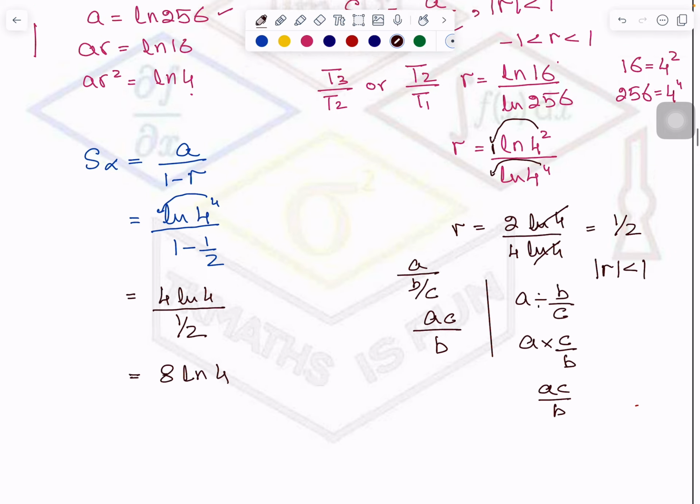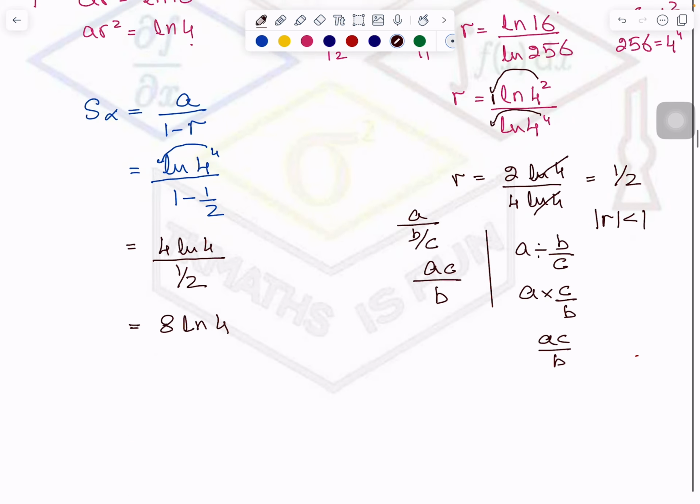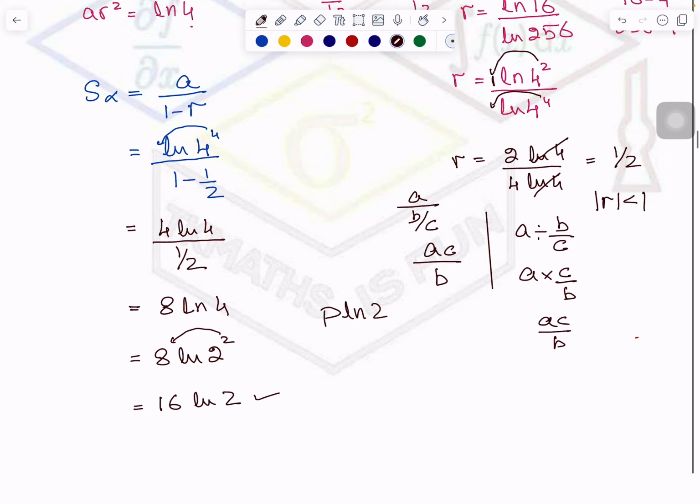But the question said something, bring it in the form p times ln 2. Oh, I need ln 2. So what should I do? Instead of 4, I can write 2 power 2. And then this 2 will come here as a multiplier. So it will become 16 ln 2. So I have brought it in the form, and p is what? 16. So I hope you understood this question.